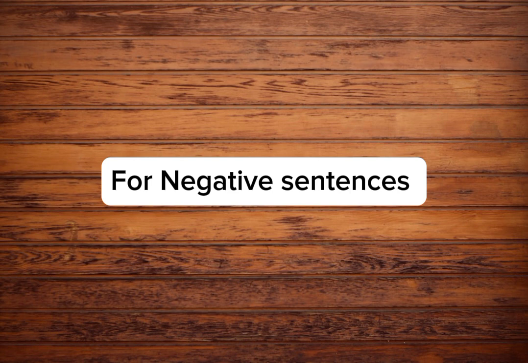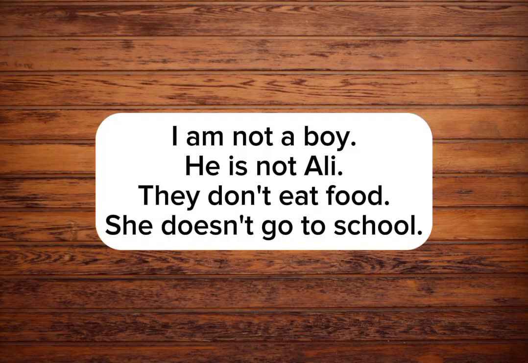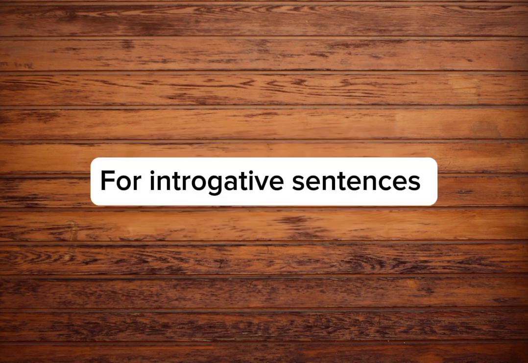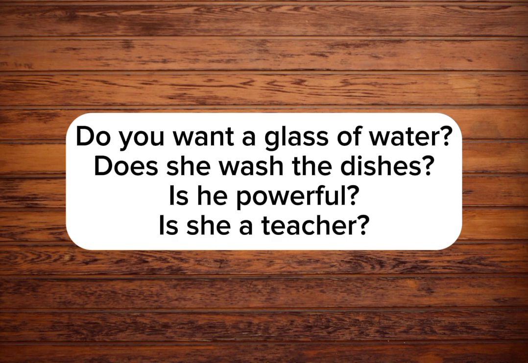For negative sentences, I am not a boy. He is not Ali. They don't eat food. She doesn't go to school. You don't want water. I am not Steve. They don't run. For interrogative sentences, do you want a glass of water?